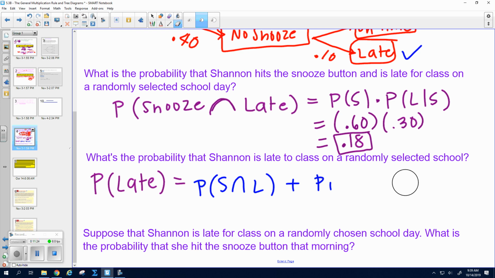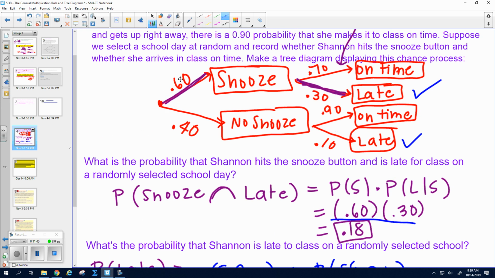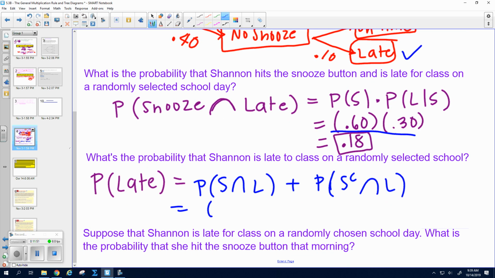What was the other way of being late, you guys? Not snooze and late. All right. So we multiply each of those together. And I'm not going to write the formula out again for each of these because the formula is you multiply. All right, so the probability of snooze and late is 60% times 30%. You just did that one. That's one way to be late.